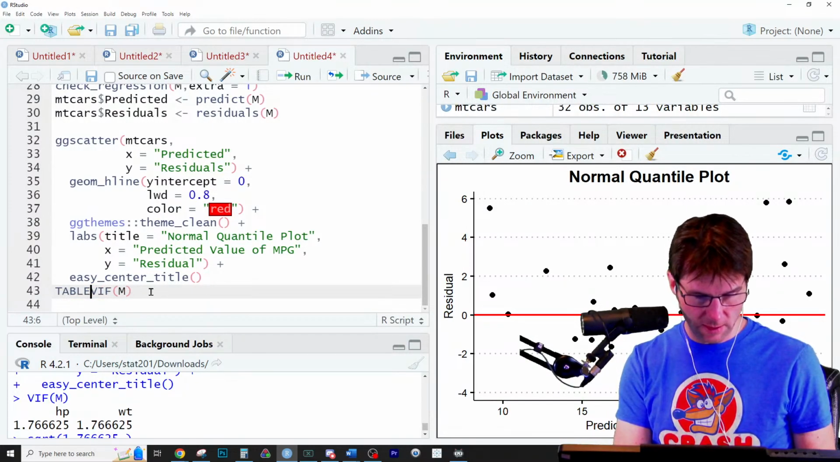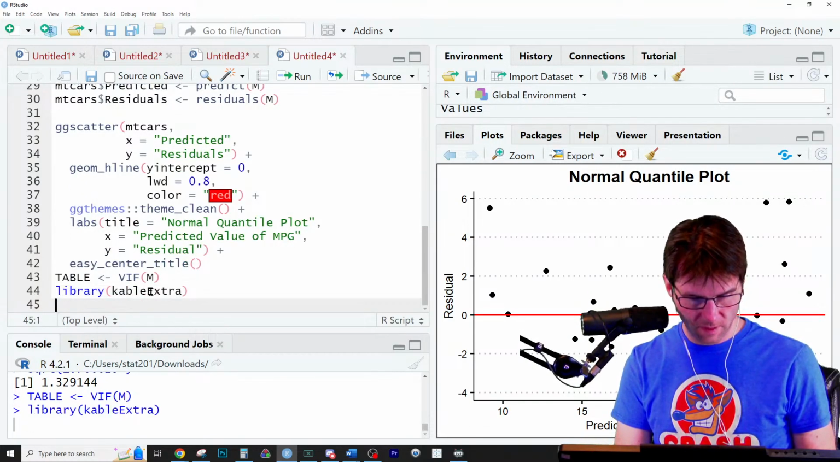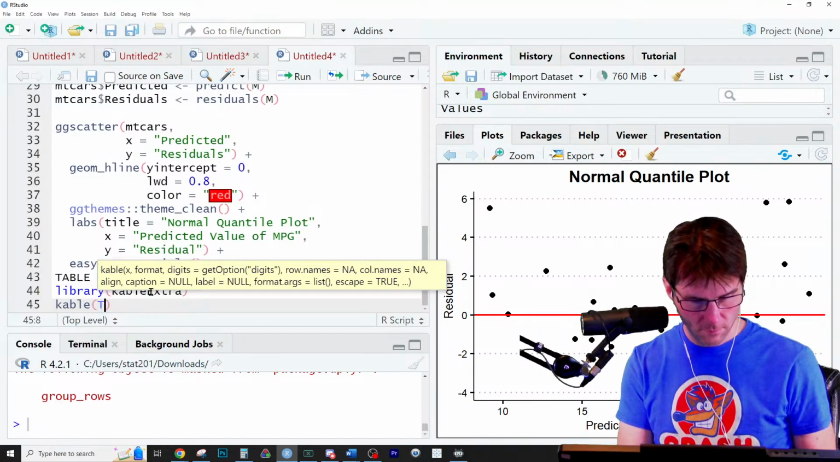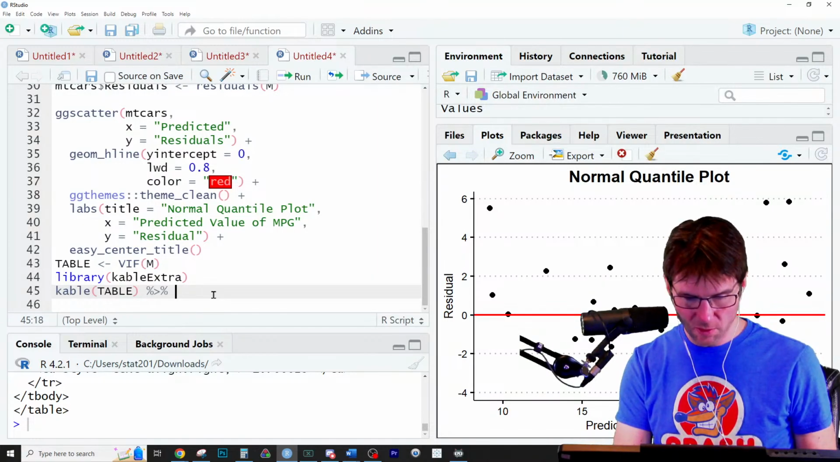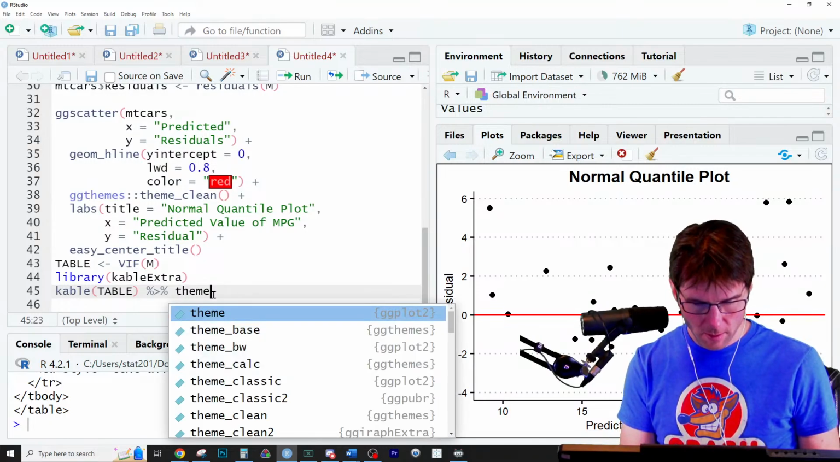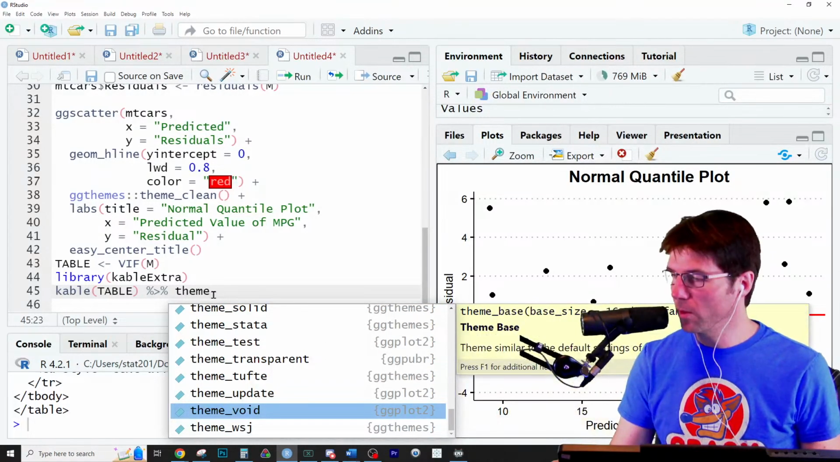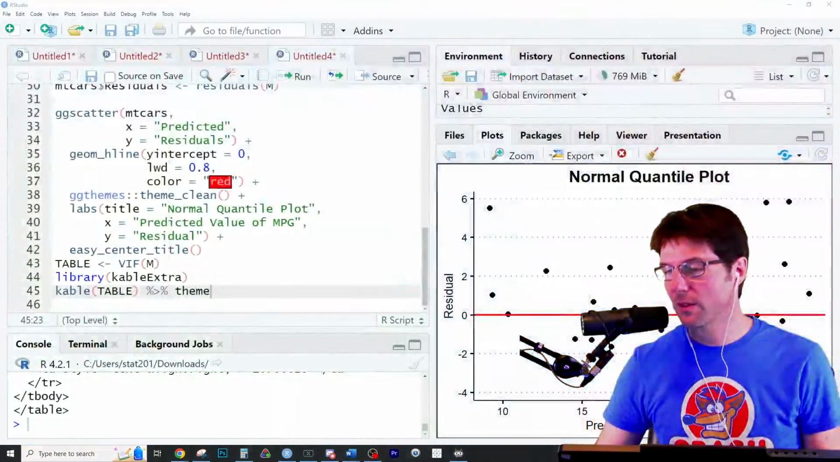Let's store it here as a table and kable. So kable extra and kable. Oh, nope. I always do this wrong. How do I always do this wrong, Jake? Jack, sorry, Jack, 100 points.